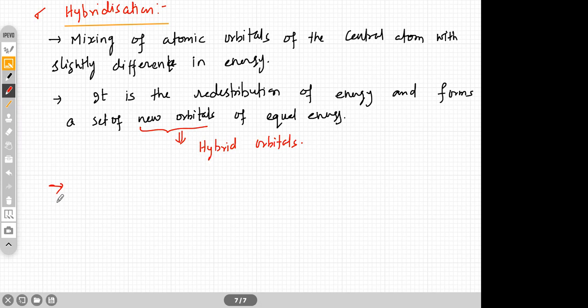So what is the use of hybridization here? We have atomic orbitals of certain different energy, but the difference in energy is not that great, slightly different in energy. Before bonding with another atom, like in CH4, before bonding with the hydrogen atom, the atomic orbitals of carbon combine and form a new set of orbitals, which we call hybrid or hybridized orbitals.